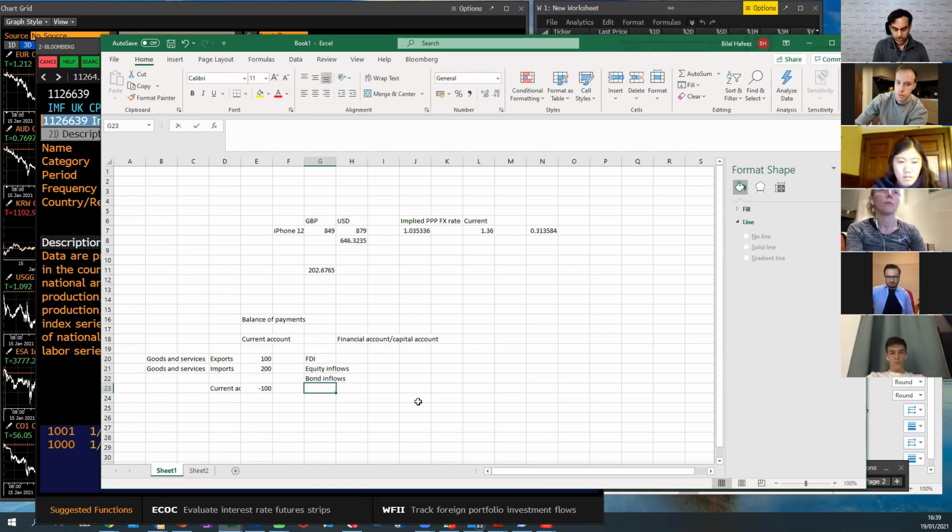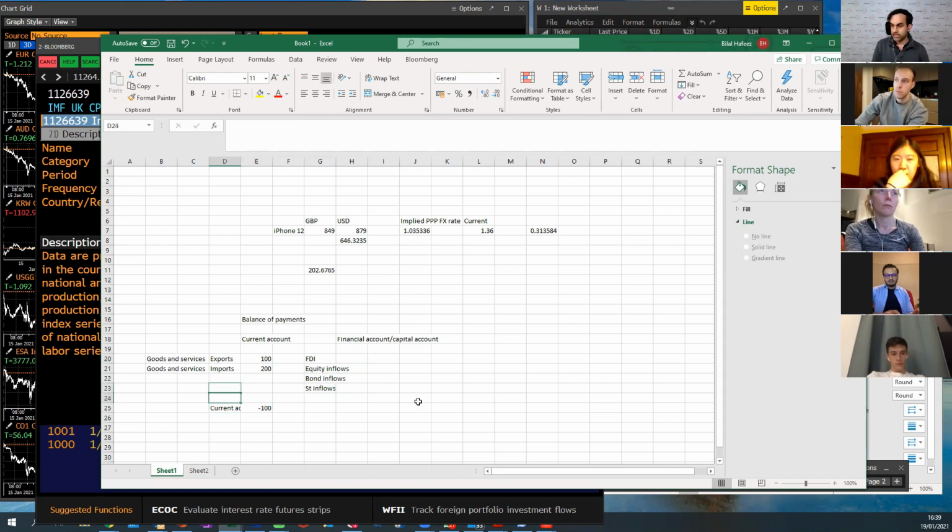And it could be like short-term inflows. So that could be, if an international investor puts money in a bank account in your country, that's a short-term inflow. If they buy a bond in your country, then that's a bond inflow. If they buy equities in your country, that means it's an equity inflow. If they buy a factory in your country, that's an FDI inflow.